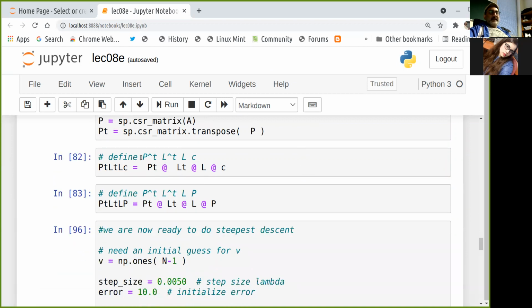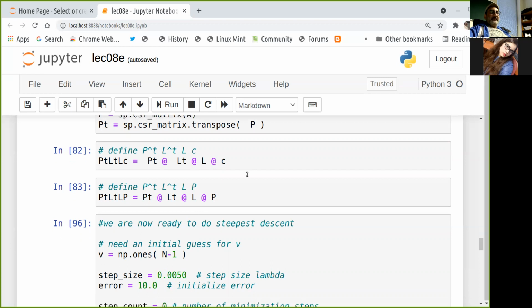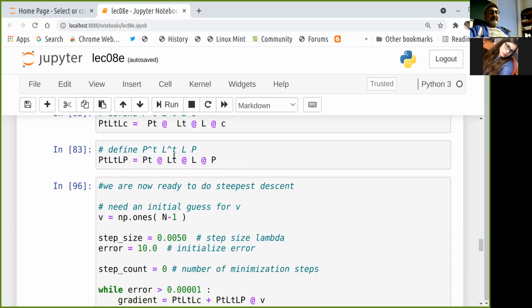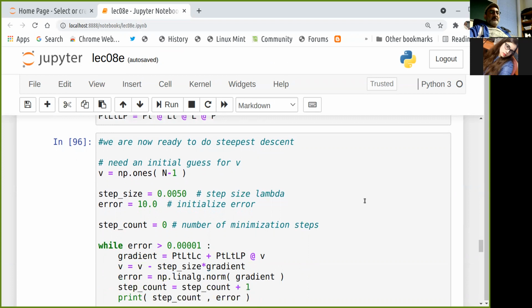I'm going to need in my calculations P transpose L times c. That'll be some other constant vector. So P transpose at LT at L at c. And I also need P transpose LP. That'll be a matrix. So I multiply that out. So we need an initial guess now for v. Remember, v is u with the initial condition thrown away. Okay. So let's start with all ones.